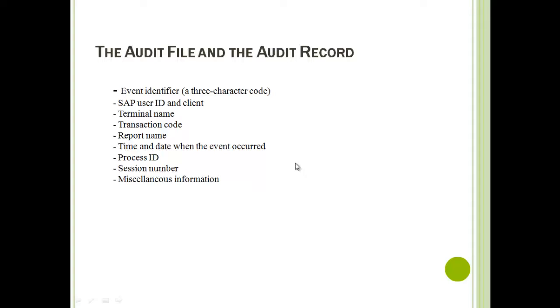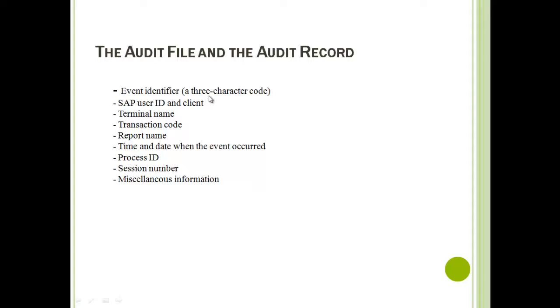Let's say when an event occurs that needs to be audited, the system generates a corresponding audit record for the audit message and writes it into that file. The audit record contains the following information: the event identifier, which is a 3-character code, the SAP user ID, as well as the client in which this event has occurred, then the terminal name.